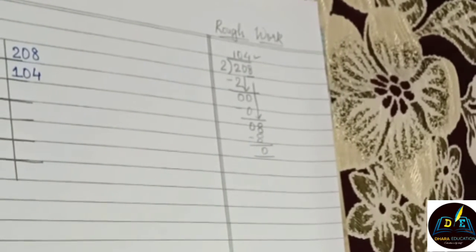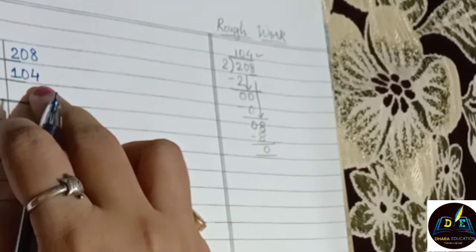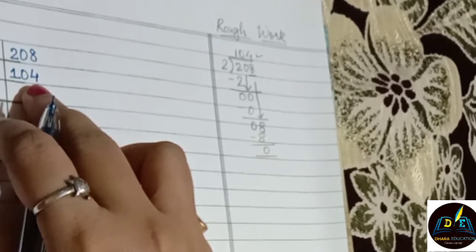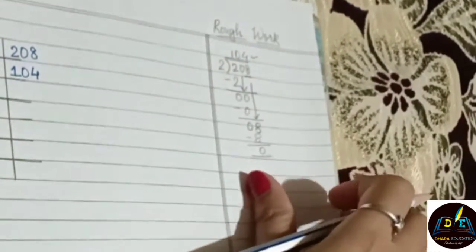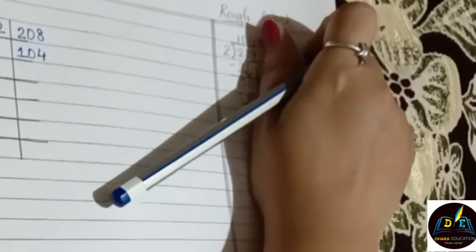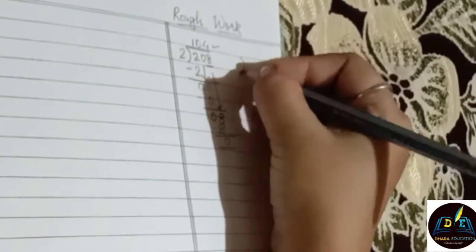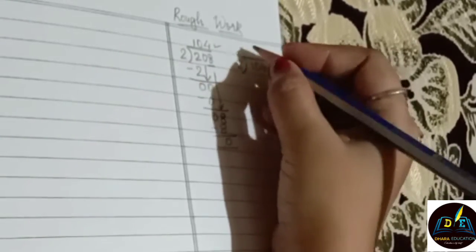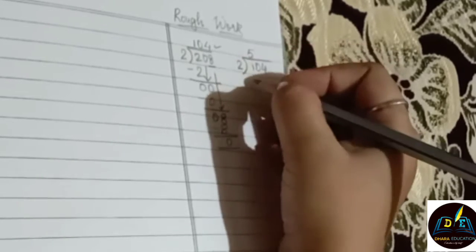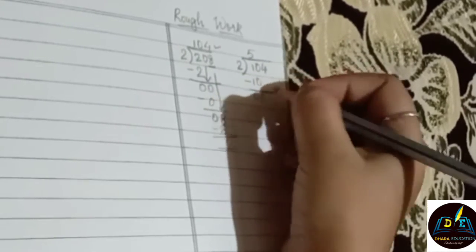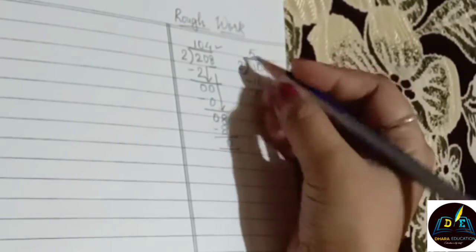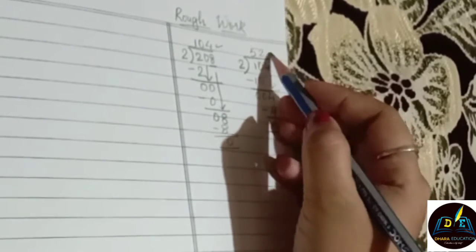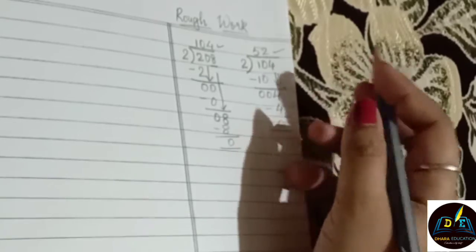We need to again divide this 104 by 2 because the unit digit is even. So 104 divided by 2. 2 5s are 10. 0 0. This 4 comes down. 2 2s are 4. So the answer we are getting is 52.